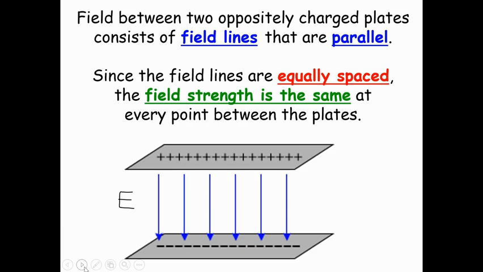And the electric field between two oppositely charged parallel plates consists of field lines that are parallel as well. Now, these field lines end up being equally spaced. That equal spacing indicates that the electric field strength is the same no matter where you go between those plates. So you could be here, you could be here, you could be here. The electric field is the same no matter where you go between those plates.